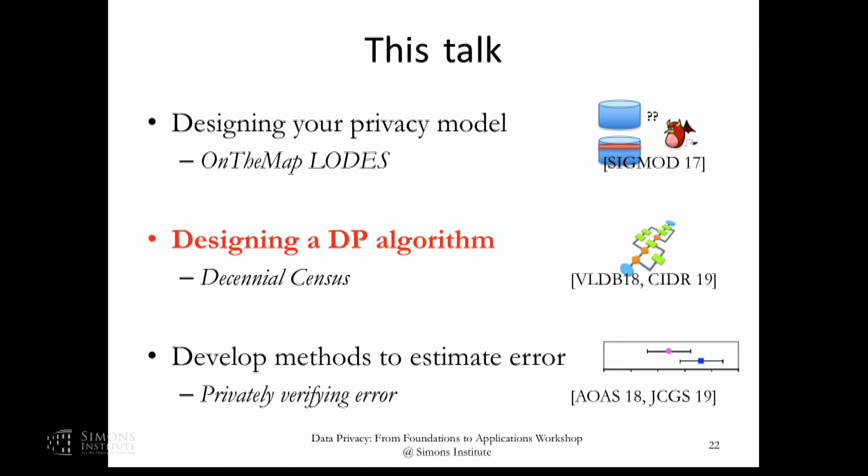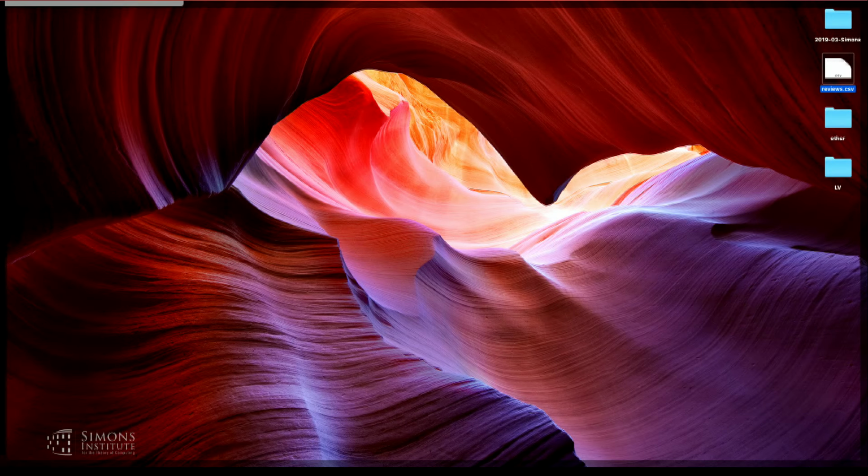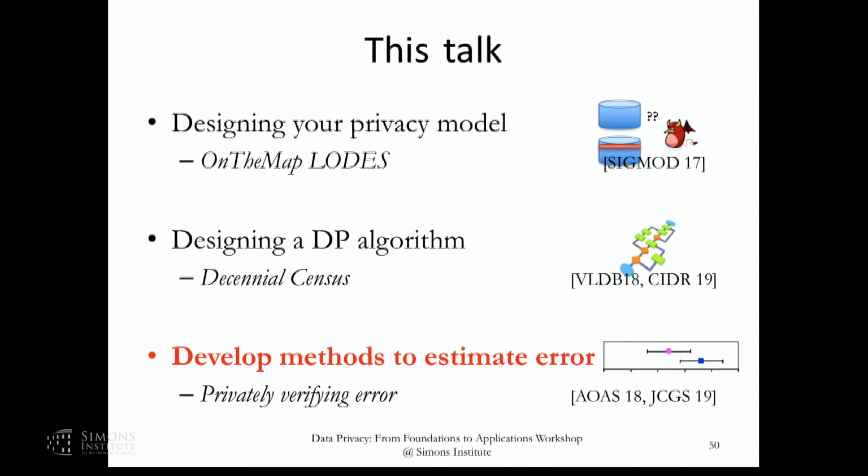All right, so now I want to talk a little bit about designing differential privacy algorithms, but I think you had a lot of talks about designing differential privacy algorithms. So I'm actually going to skip this part of the talk, and I'm going to talk about the third part. All right. Talking about estimates of error.